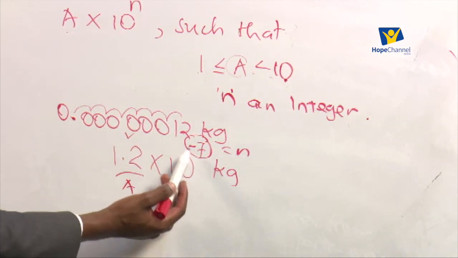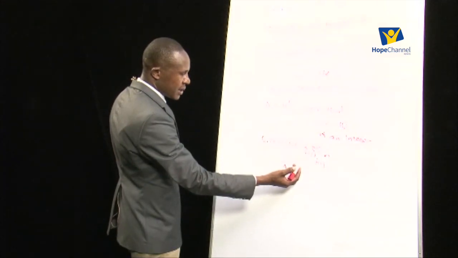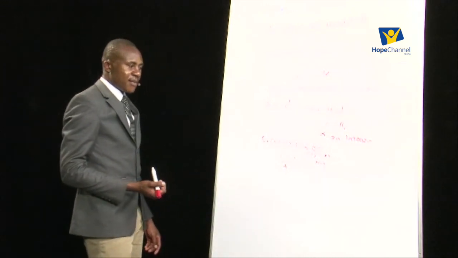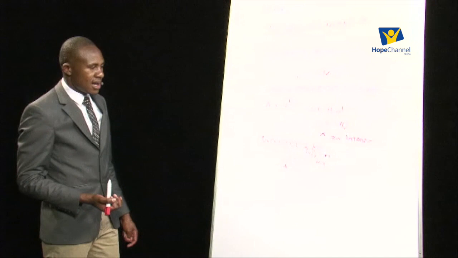And then when we check at the n, we have here the power of 10. We have a negative 7. A negative 7 is a whole number, and so it is an integer, meaning that that number is written in standard form, and that is our correct answer for the standard form.